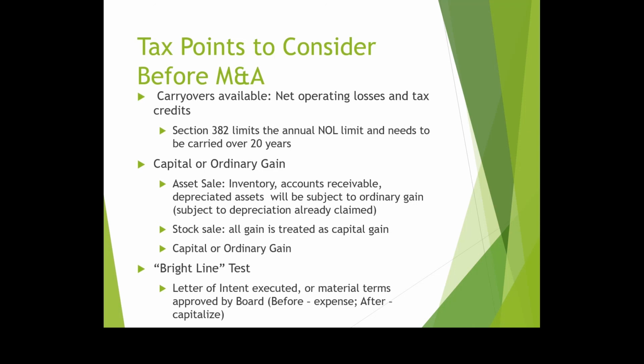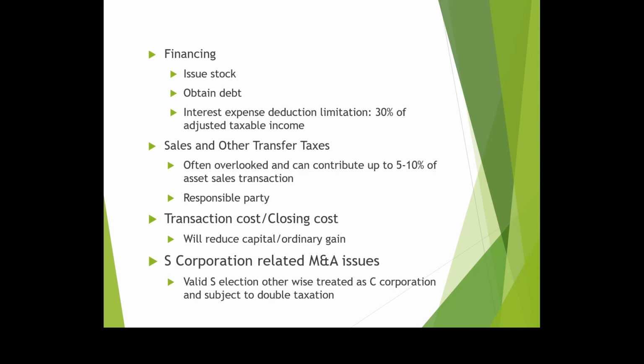The other thing we have to always keep in mind is capital gain versus ordinary gain. If it's an asset sale, anything pertaining to accounts receivable or depreciable assets, which are subject to depreciation recapture, is going to be ordinary gain. Anything which is a stock sale, anything related to that is going to be a capital gain. So that's where we have to make sure.